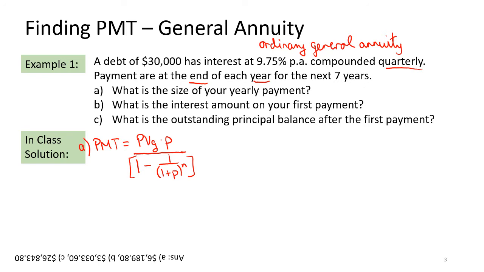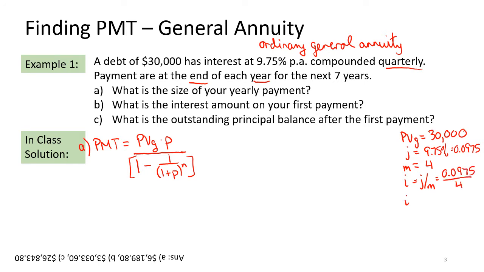Okay, so starting my sidebar again on the right, our present value for this general annuity, in this case it's a debt of $30,000. Our nominal rate of interest, J, is 9.75%, which is 0.0975. M, our number of interest compounding periods, it's compounded quarterly, so M is 4. So our periodic rate of interest, I, is J divided by M, which is equal to 0.0975 divided by 4. And that comes out to an I of 0.024375. You'll notice I kept a lot of decimal places there, and that's because this is an exact number.